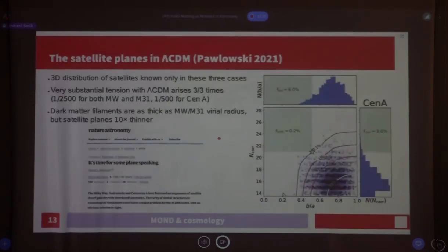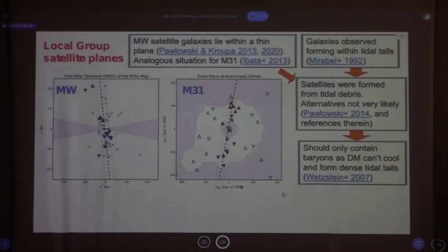There's also something similar around Centaurus A. Here maybe the likelihood is 1 in 500, mainly because the data isn't so great, I think. But yes, this was pointed out in a Nature Astronomy comment piece late last year. So the satellite planes are extremely hard to understand in lambda-CDM. I'll explain a little more as to why exactly that is.